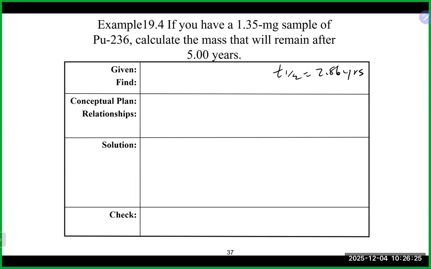Okay, so let's take a look. Again, you could always be safe: if it's something to do with radioactivity, in terms of which kinetics you should use, it's always going to be first order. So I'm just going to use our normal symbols for it. If you like the fancy nuclear ones, you can use those. In this case, we have our initial concentration of 1.35 milligrams.